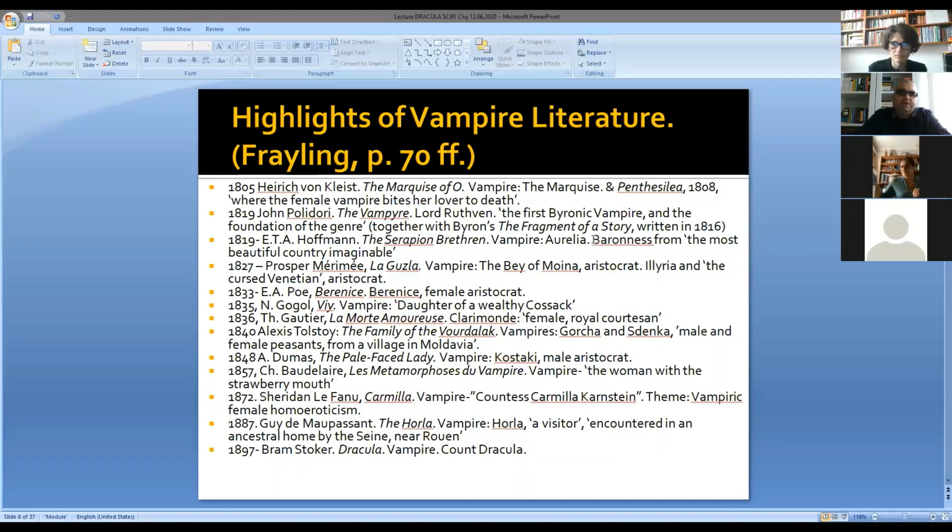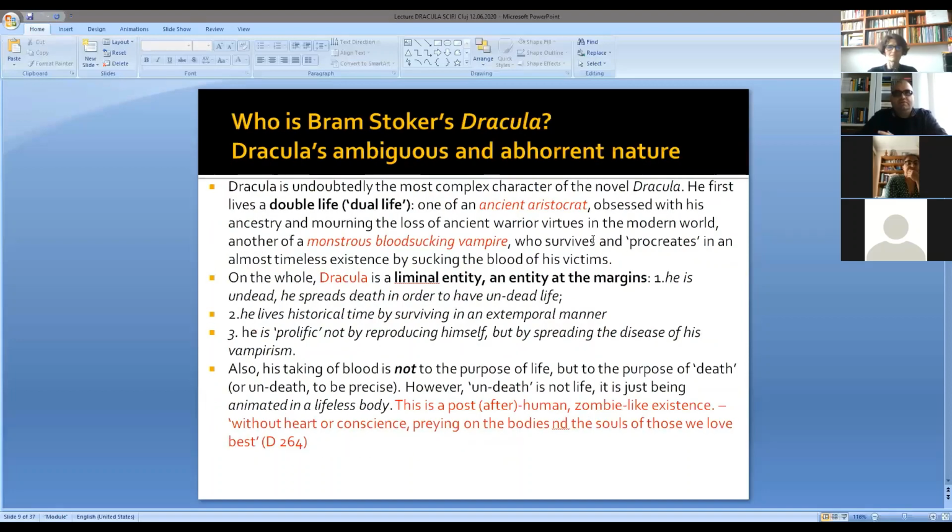In 1887, we have Guy de Maupassant with Le Horla in French. The vampire is the Horla, a visitor encountered in an ancestral home. And in the end, in 1897, we have the famous Dracula by Bram Stoker, where the vampire is named Count Dracula. So actually, Dracula is the last in this line of rich vampire literature. Well, famous rich, because there are also others, but they are less important.